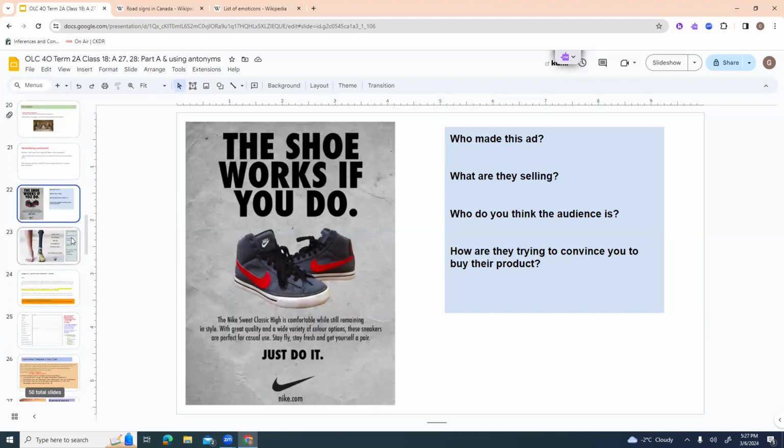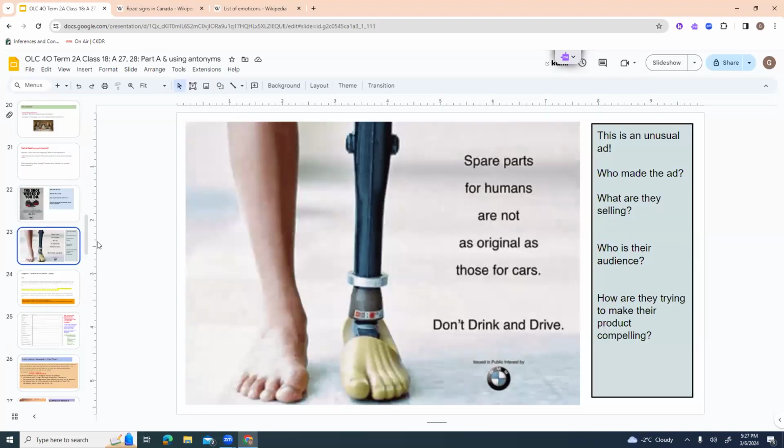Okay, let's take a look at the next one. Well, this is a little bit different. Okay, you can see here, I'm describing it for the radio people. There's a human leg, male, and then on the other side is clearly a robotic leg or prosthetic in a sense. And the tag says, spare parts for humans are not as original as those for cars. Don't drink and drive. And then in little tiny letters, it says, issued in public interest by BMW.